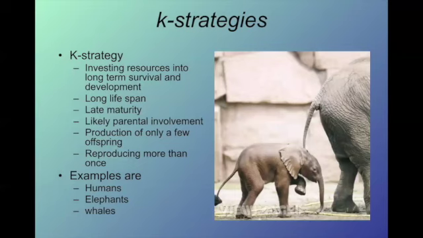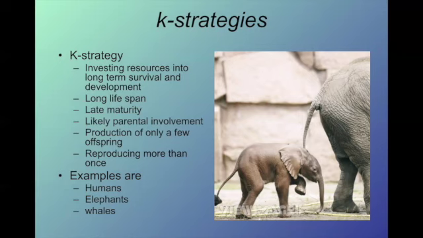Contrast this to a K strategist. These guys are investing resources, ensuring their young are going to survive. You all are K strategists. Mom and dad had you. They didn't have a lot of you. You don't tend to have a ton of siblings, and they are investing all of their energy into making sure that you make it to adulthood. Sometimes they ensure that you make it past adulthood. You guys live for a long time, lots of parent involvement, very few offspring, and it takes you a long time to get to reproductive age.